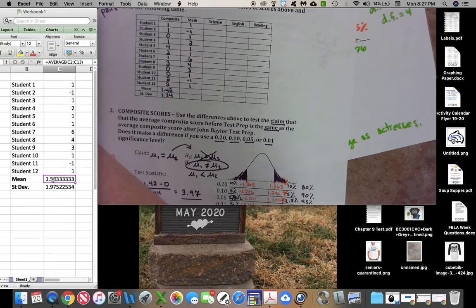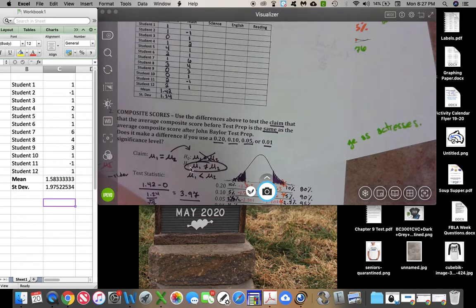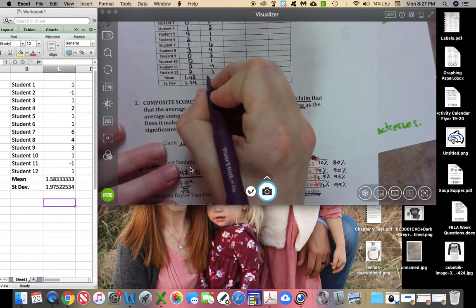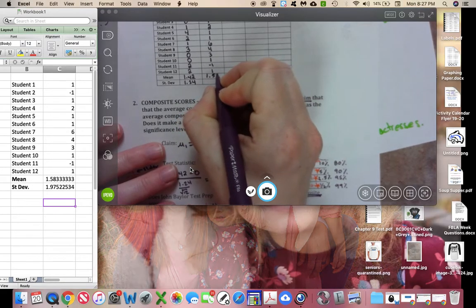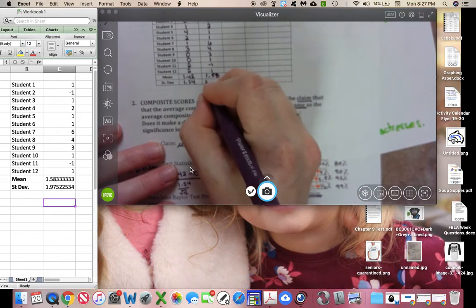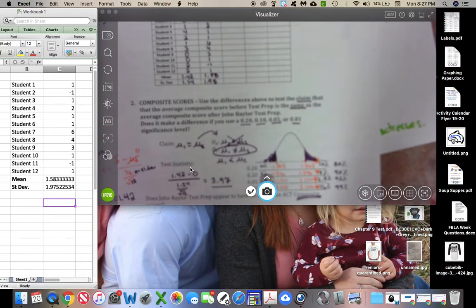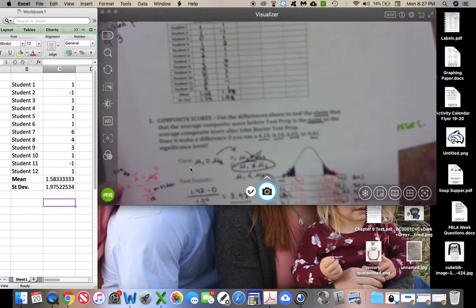Okay, so it's changing my mean and standard deviation already. Let's go to the, well, I'll write them down on here. 1.58 is the mean. The standard deviation is 1.98 on average. Ooh, they're really fuzzy. Okay. So let's go to the other side.